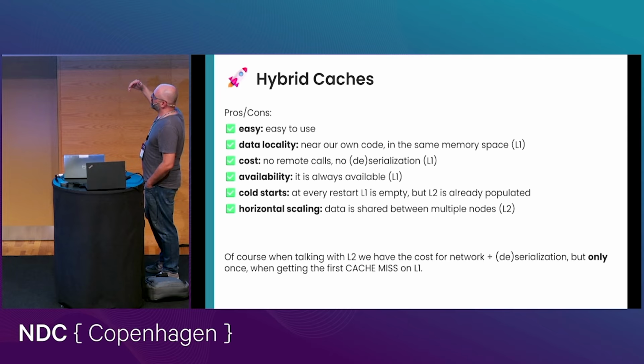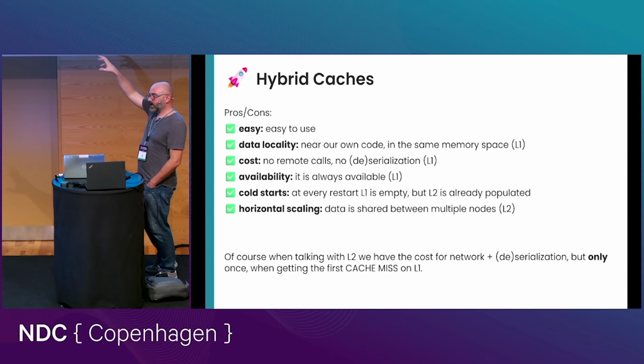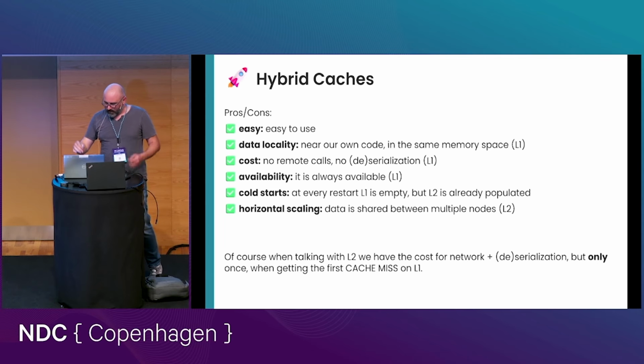And yes, of course, when the hybrid cache talks with L2, the distributed level, we will have a network cost and deserialization, but only once for the first cache miss, because as soon as the data is found in L2, it will be copied down to L1, all automatically.